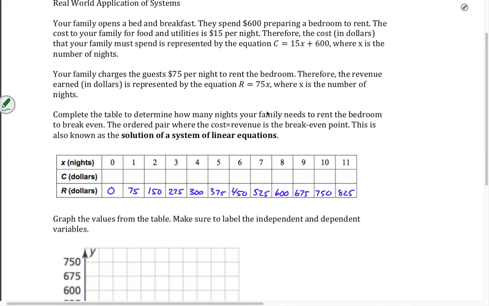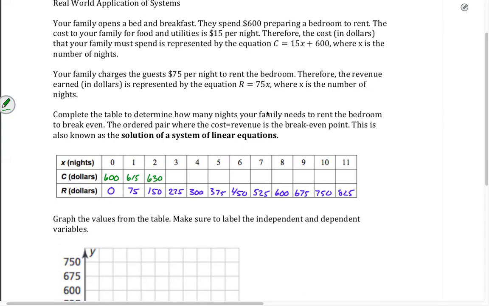It was easy. Now let's talk about cost. Cost is $15 per night in utilities plus the 600. So if I rent it out 0 nights, it still costs me $600, because I'm putting in 0 for X. So I'd have 15 times 0, plus the 600, that's 600. Now we're going to plug in 1, so we have 15 times 1, that's 15, plus 600, it's 615. Plug in 2, 15 times 2, that's 30, plus 600, that's 630.